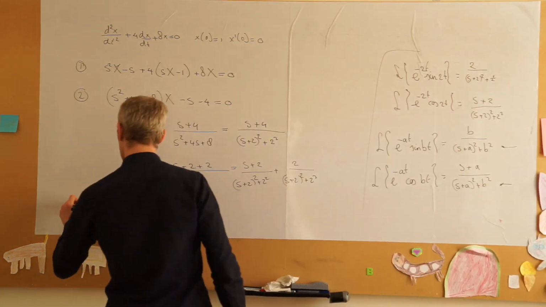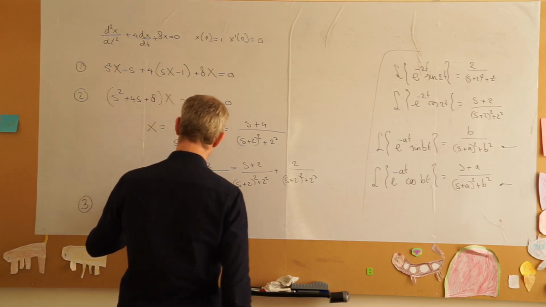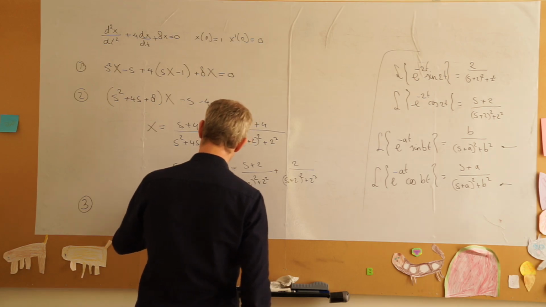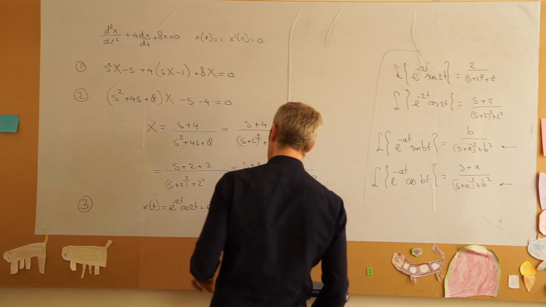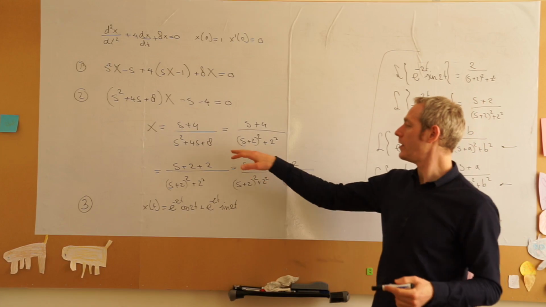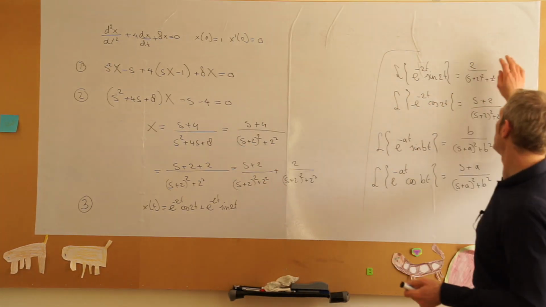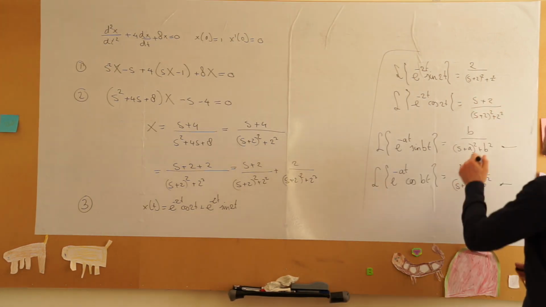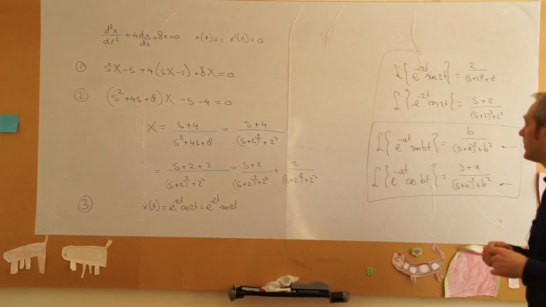So if we take the final step 3, we know that x of t is e to the power of minus 2t cosine of 2t plus e to the power of minus 2t sine of 2t. And so if you have something of this form, you know you're going to have to separate it out into these two forms because of the denominator. So we use these two entries of the Laplace table.